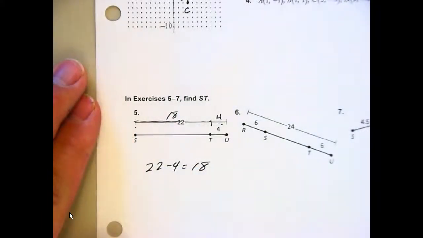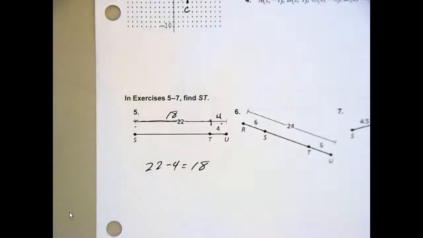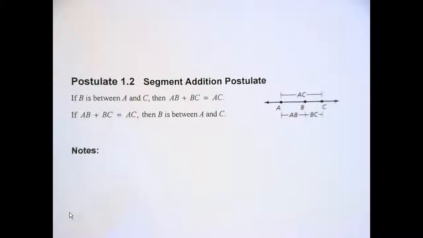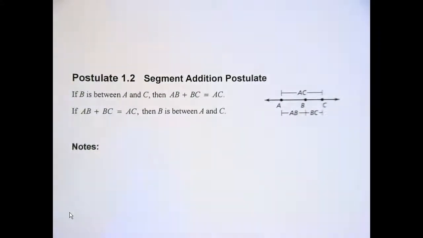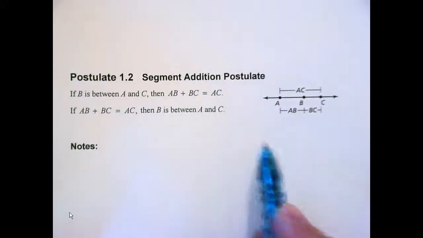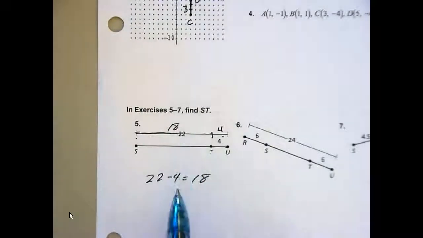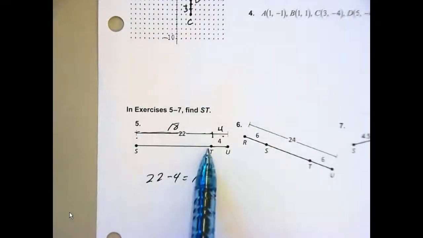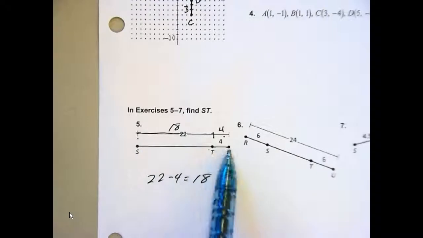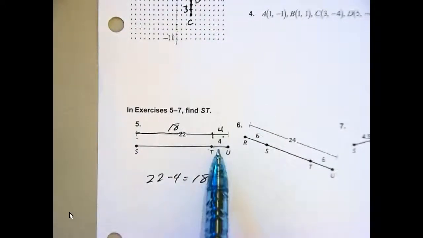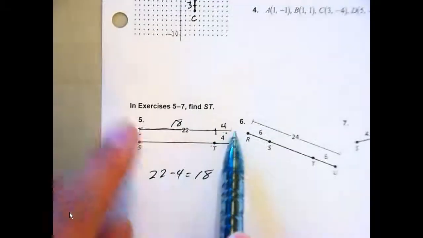That is the ruler postulate. You're using the ruler postulate right there. Or excuse me, you're using the segment addition postulate. So this postulate 1.2 from our student journal on page 10, all that right there is telling you this. It says if ST and TU make up SU, then this length plus that length must equal that length.